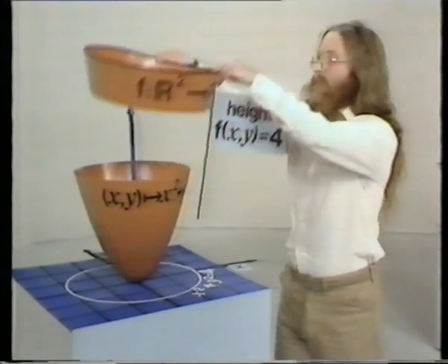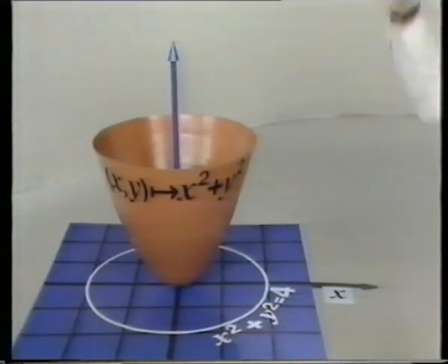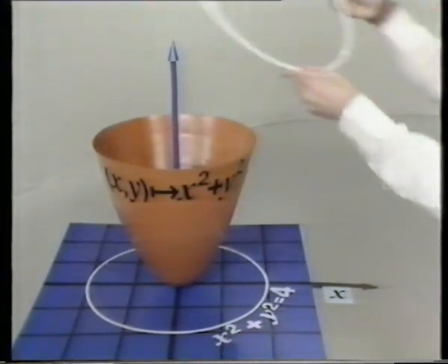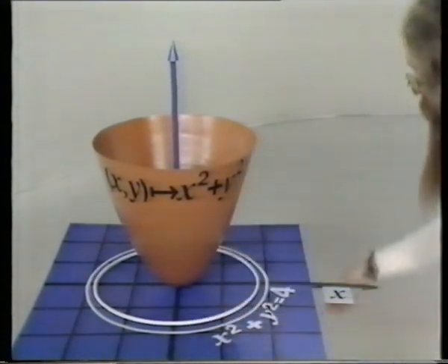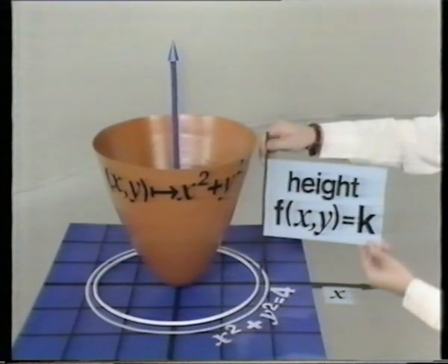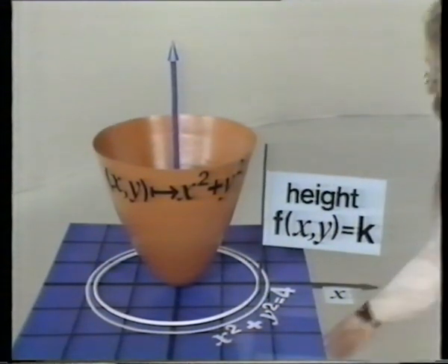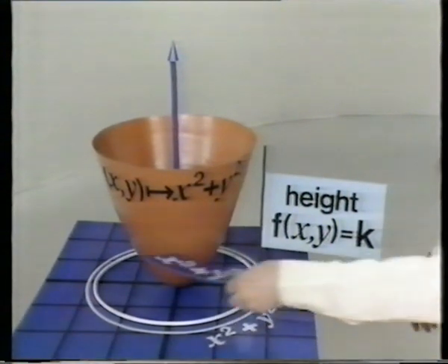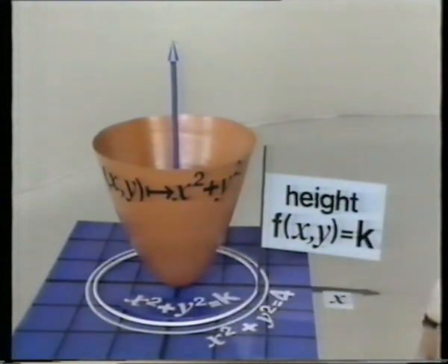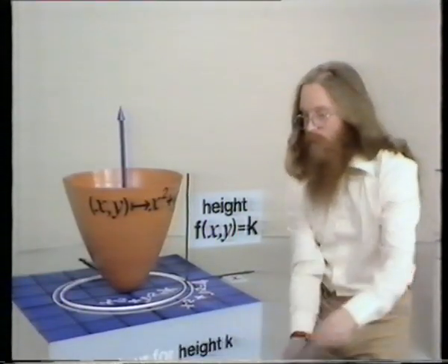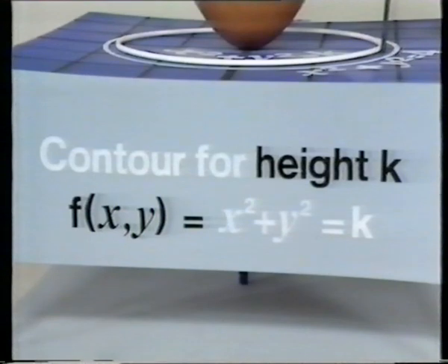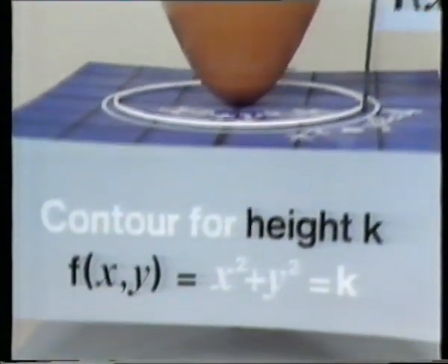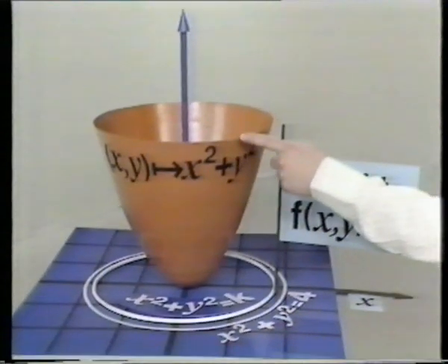Well, what happens if we look at a different height? We get a different circle above yet another circle in the plane. And if the height of the section is k, then the equation of this circle is x squared plus y squared equals k. That's a circle of radius root k. And we call such circles contours. In general, the meaning of the word contour is the same as on the maps of mountains and valleys. That is, it's a curve in the plane that's vertically below a section of a given height.